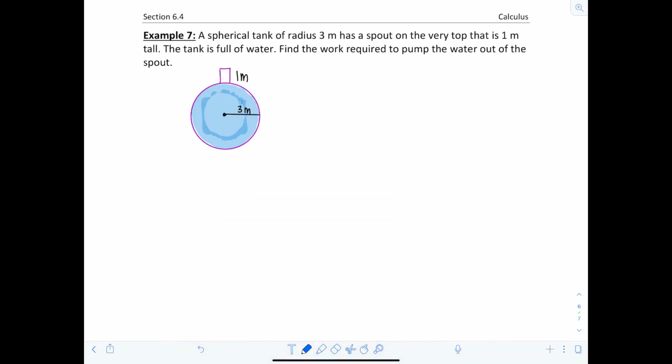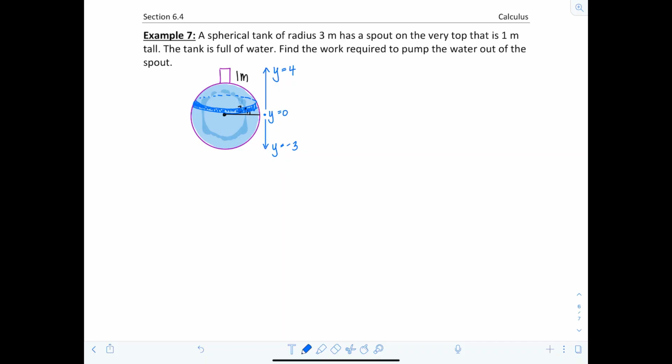So I'll call this middle line right here y equals 0. Then down here, that's y equals -3. And all the way up at the top where the spout is would be at y equals 4. Okay? And the idea is we're going to slice up or imagine different slices of water in the tank and figure out how much work is required to get that water out, and then integrate or sum it all up so we can see how much work is required to pump all the water out of the tank.